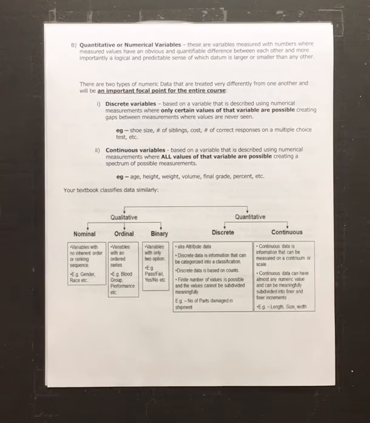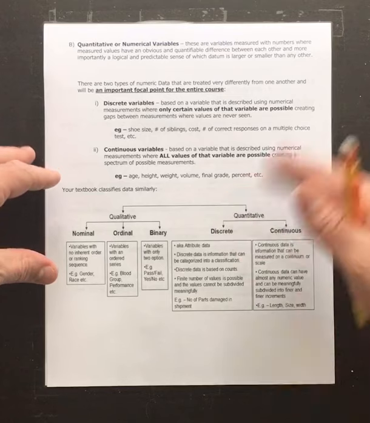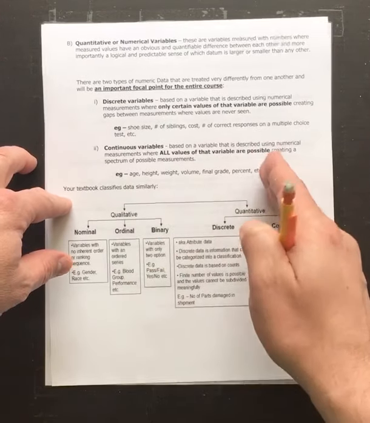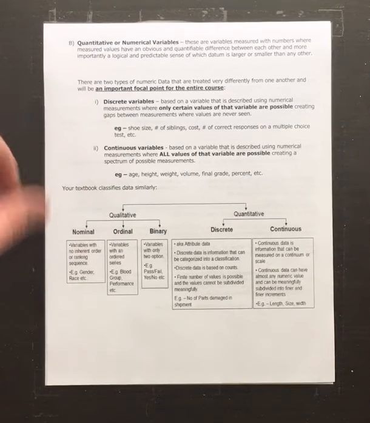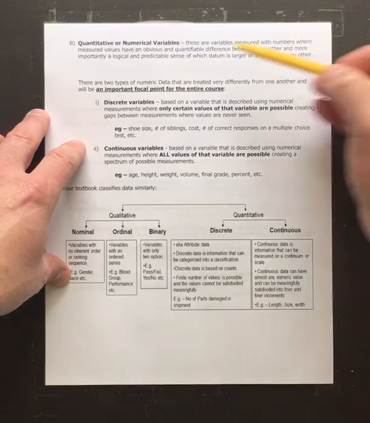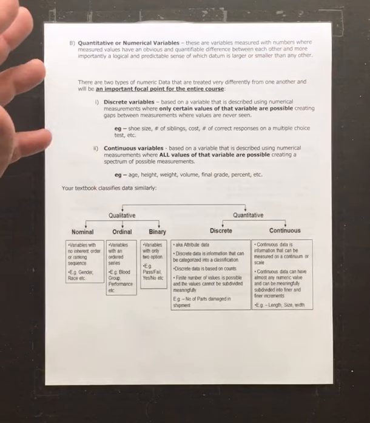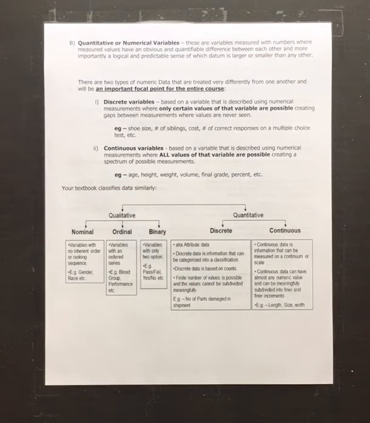So this is something we really have to be sensitive to, and we really have to spend a lot of time on. I could just list out the definitions and go on, but this is an important feature that will be important all the way up to your very last unit that we do. Okay, so keeping that idea in mind, we do have to bring this home. Okay, now, these are variables measured with numbers where the measured values have an obvious and quantifiable difference between each other. 10 comes after 9 and before 11.